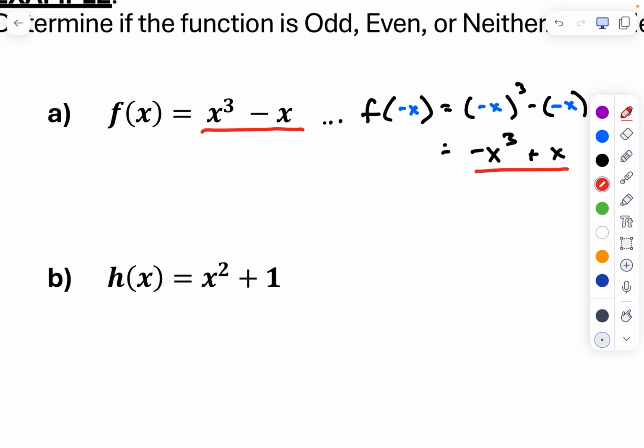But are they exact opposites? Also not opposites. If they were truly opposites, then every term would have opposite signs, and that's not the case. We have one that's different, two that are the same. However we look at it, that's going to be neither odd nor even. No symmetry. All right? Guys, how do we feel about the odd-even business?